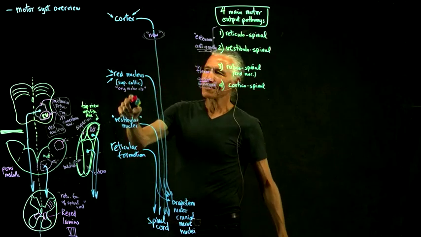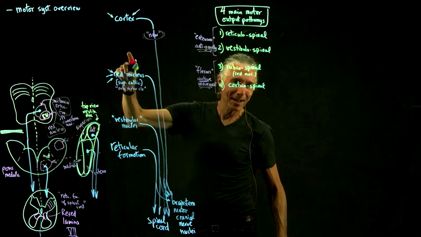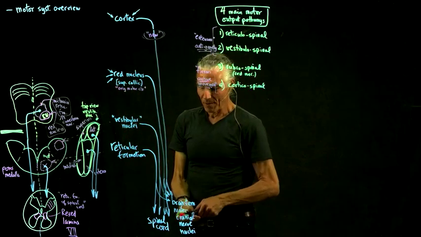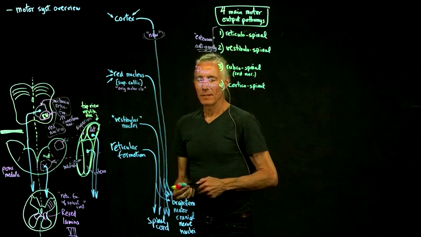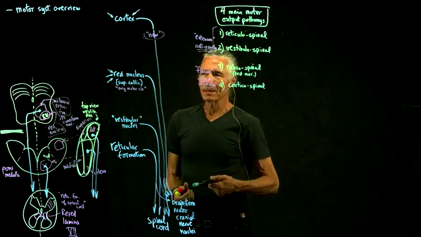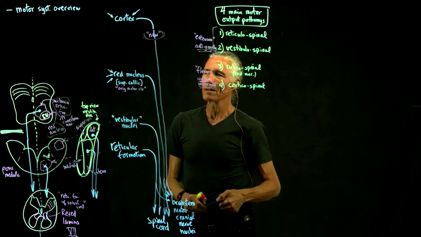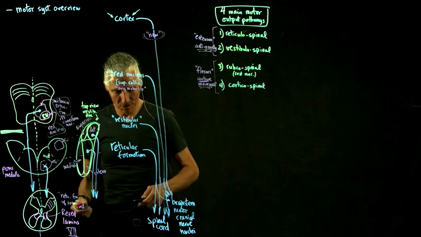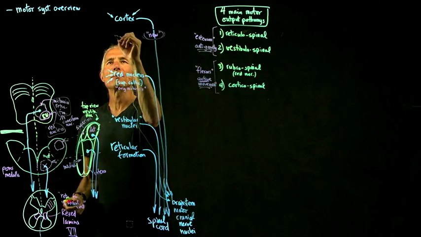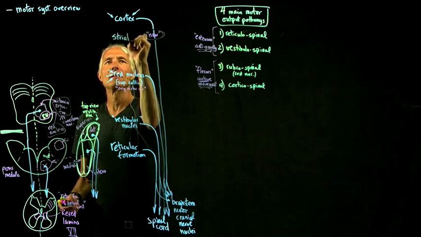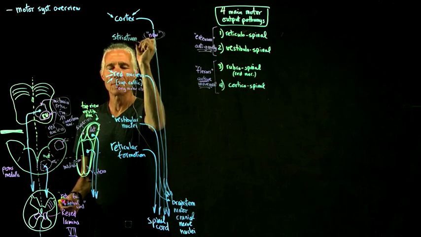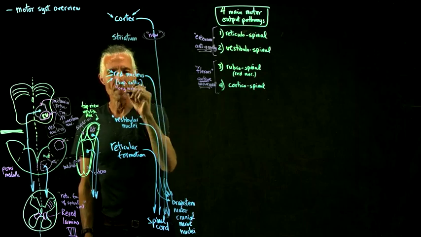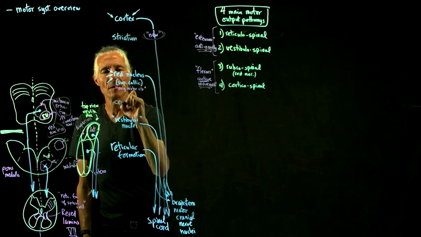Okay, so you can see there's two obvious holes here, and these obvious holes are for the other two major side loops in the motor system. These are often called side loops, and they have certain things in common. One of them is the striatum, and the other one is the cerebellum. So here's the cerebellum.